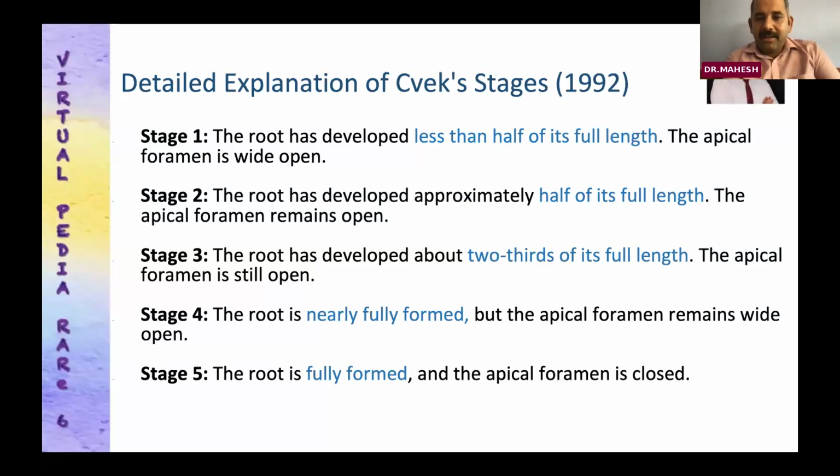So if you take any partially formed tooth for regenerative endodontics, there's one classification which we have to remember. One is your Cvek's classification, and it was proposed in the year 1992. It has 5 stages. The first stage is when less than half of the root is formed. The second stage is where we see half of the root is formed. The third stage is when 2/3 of the root is formed. The fourth is when the root is nearly formed. And the fifth is the fully formed tooth.